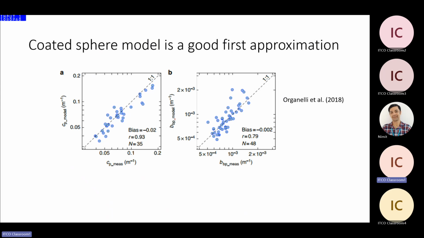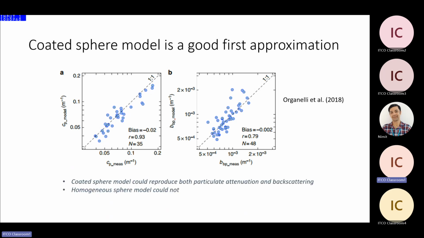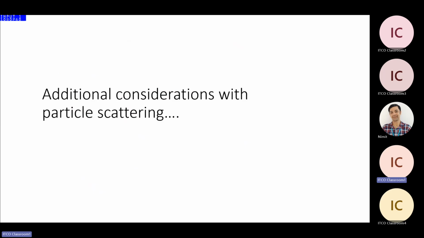There's another study by Organelli et al., where they looked at a coated sphere model and tried to reproduce the measured c, the attenuation, and the measured bbp, particulate backscattering. The coated sphere model could simulate their measurements really, really well, where the homogeneous sphere model could not. Those are very good relationships. It was a very nice paper. So, additional considerations with particle scattering. Any questions on that before I move on?